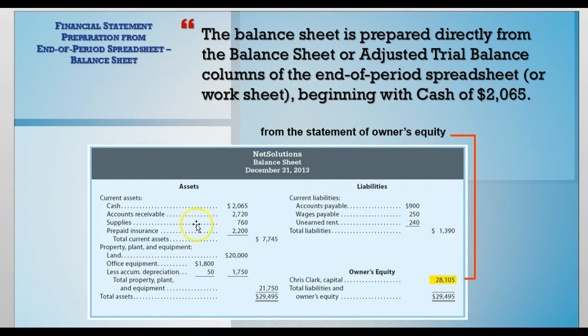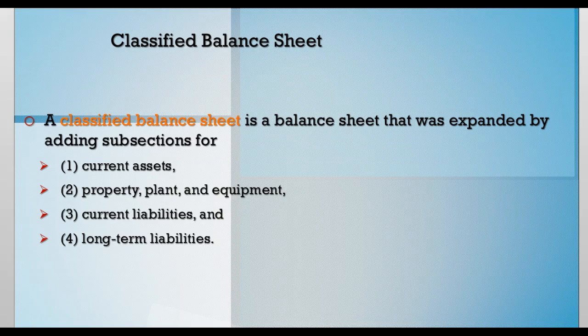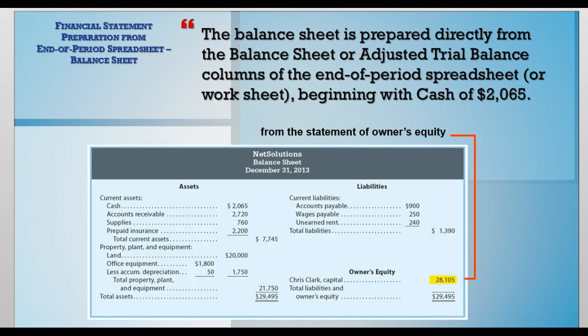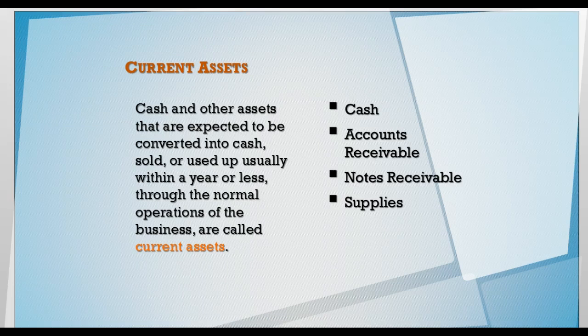Now this balance sheet is called a classified balance sheet because it has subsections for current assets, property and equipment, current liabilities, and long-term liabilities. Before, we just kind of put these all together under assets, and we put all the liabilities and owner's equities under assets. Now they pulled them out and say, these are our current assets, and this is what is involved. This is our plant, property, and equipment, and this is what is involved with that.